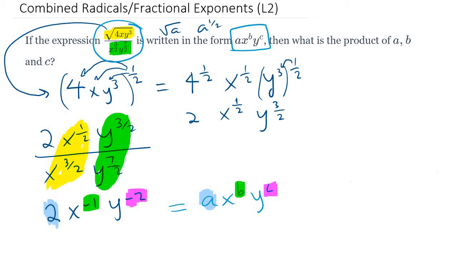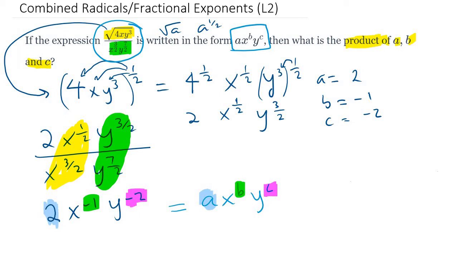So I'm going to identify a and b. Let me just write them all out. So a is 2, b is -1, and c is -2. Now let's go back to the problem. The problem says to find the product. We're going to find the product of a, b, and c.